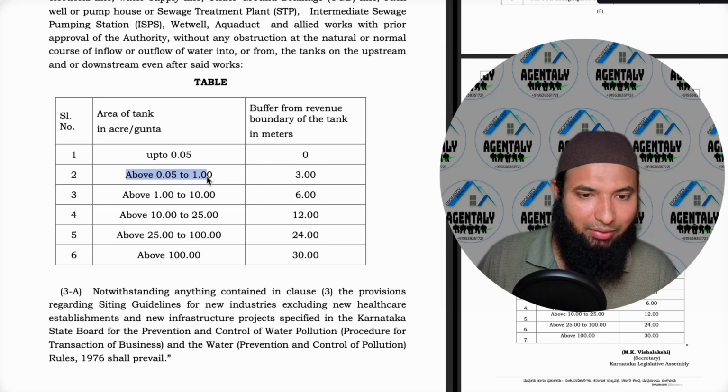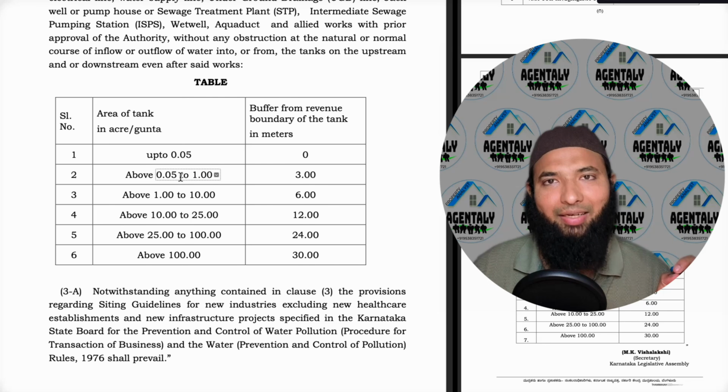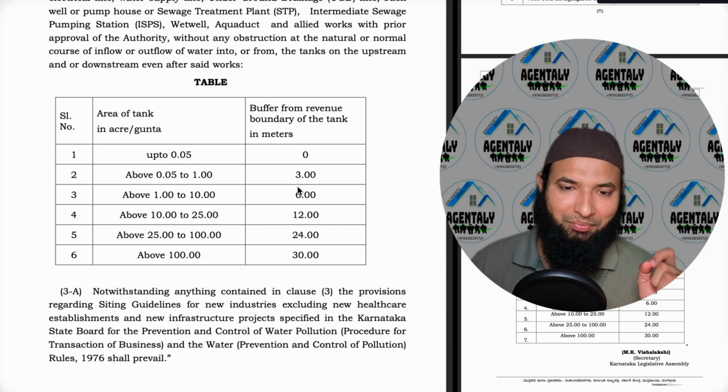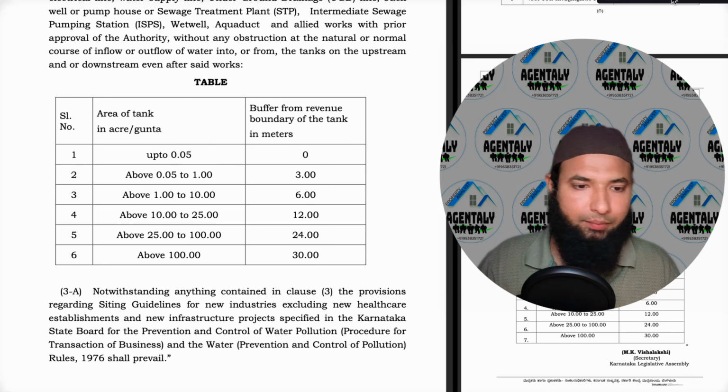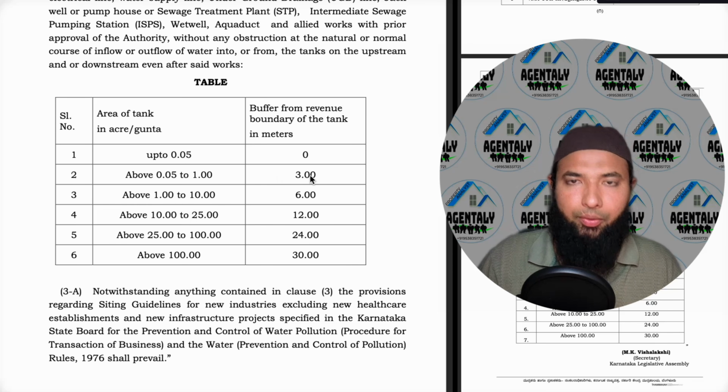Above 5 guntas, up to 1 acre. See, straight away they went off. 5 guntas to 1 acre. How much it is? So for 5 guntas to 1 acre, it is 3 meters buffer zone. From the boundary, you have to leave 3 meters. Only 3 meters.